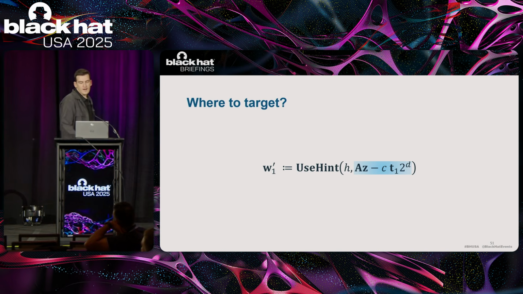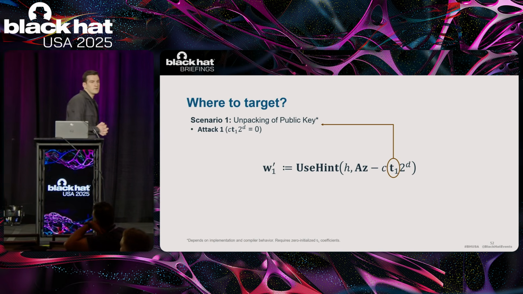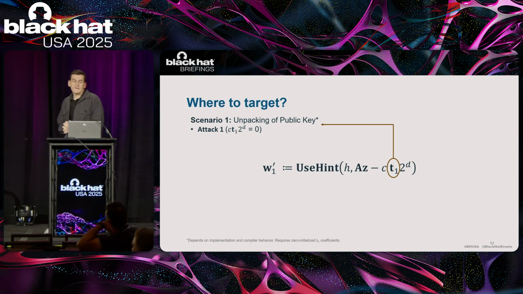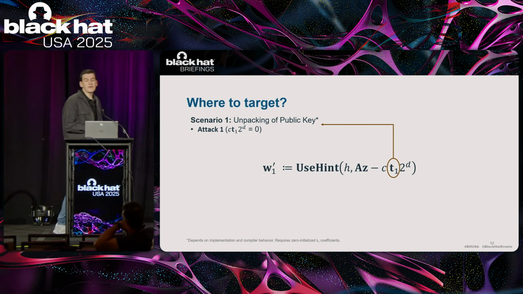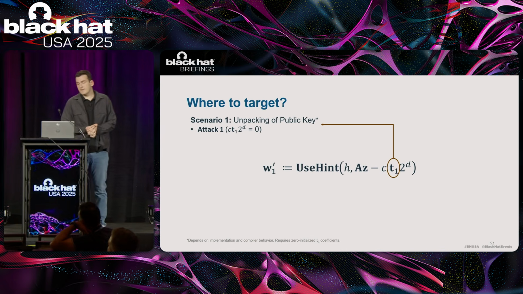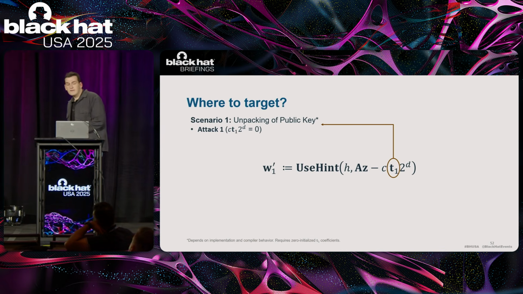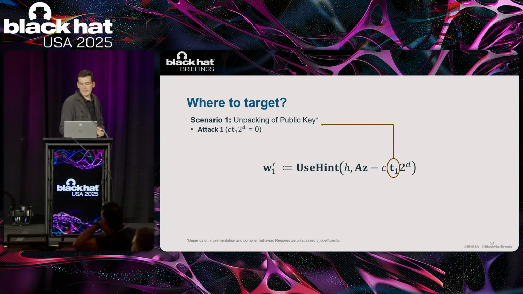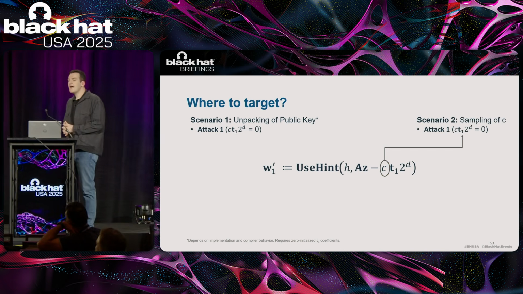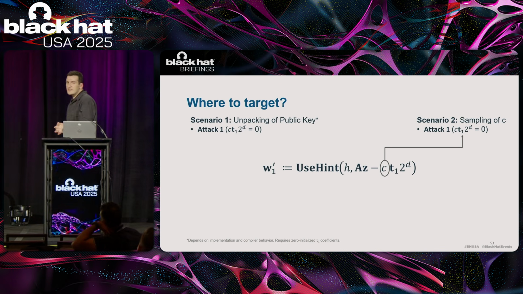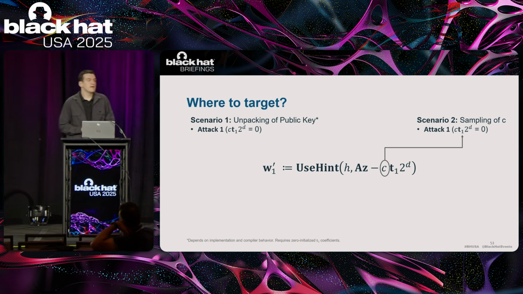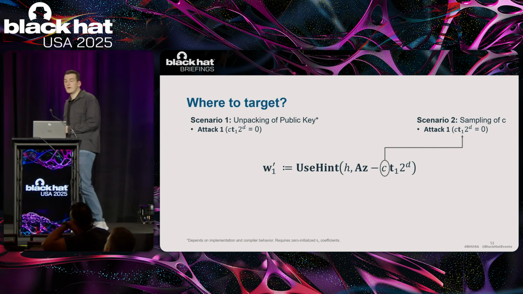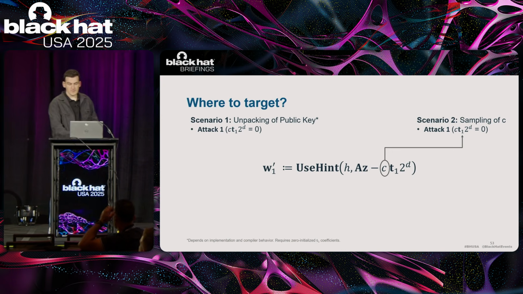To do this, we have four different scenarios for attacking this software library. The first scenario is attacking the unpacking of the public key. If we can skip the unpacking of the public key, then the value of c·t1·2^d will be equal to 0, which enables attack 1. The second scenario is attacking the sampling of the challenge. If we can skip it, the value of c·t1·2^d will be equal to 0, which also enables attack 1.